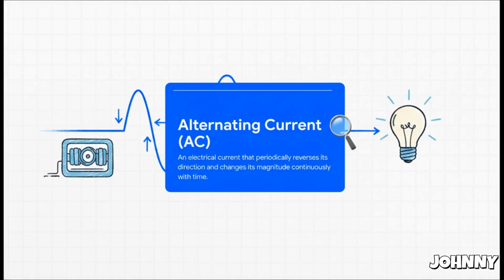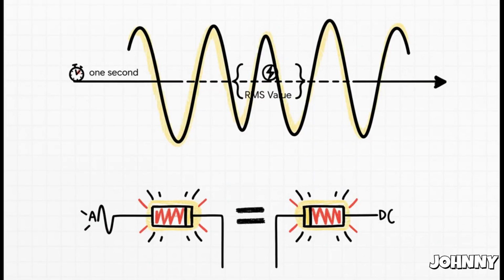So unlike DC's steady one-way street, AC is constantly doing this elegant dance. It flows forward, then smoothly reverses direction, back and forth, over and over again, perfectly tracing the path of a sine wave. And there are a few key ways we describe this wave. Frequency is just how fast it's switching back and forth. Here in North America, the electricity in your wall does that 60 times every second, so we call it 60 hertz.